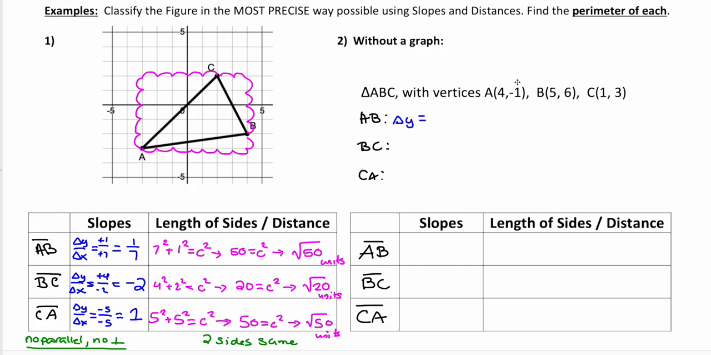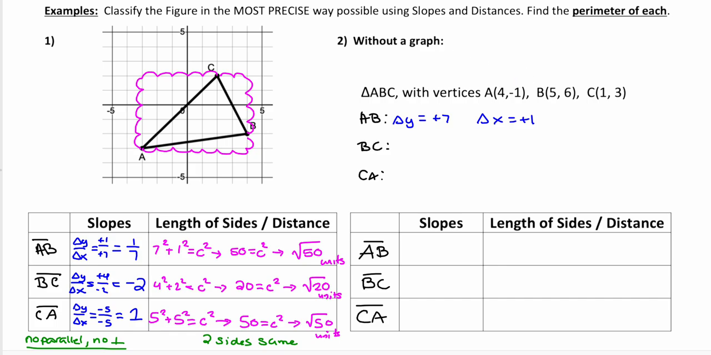All right, first up, I need my change in y. From A to B goes from -1 to 6. That is a positive 7. Then I want to find my change in x. My change in x is from 4 to 5, which is a positive 1. I'm going to find all of these, and then I'll come down here to do the actual slopes and distances.